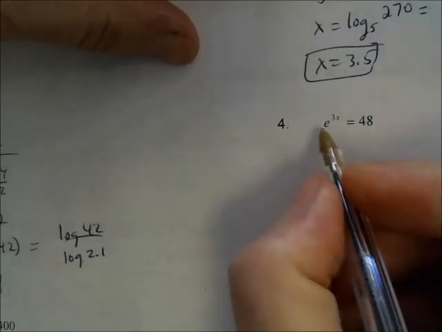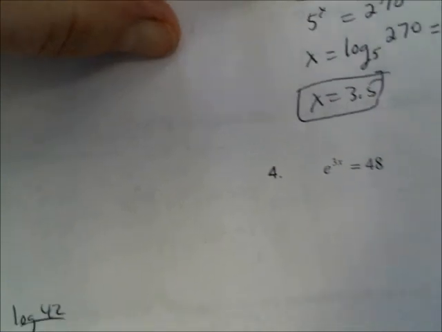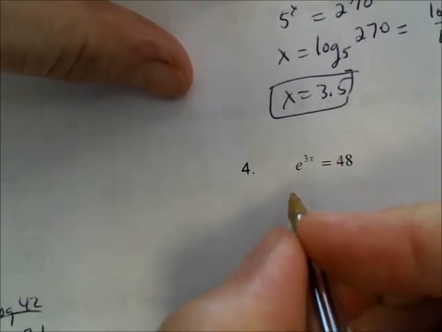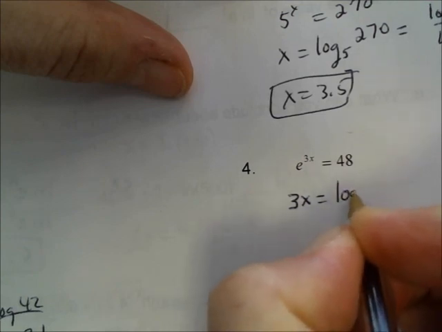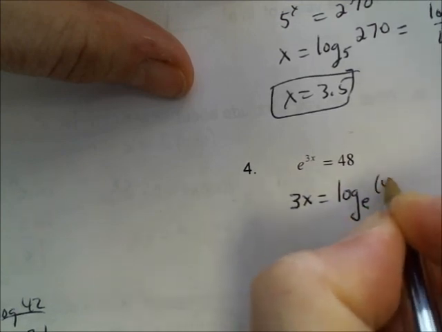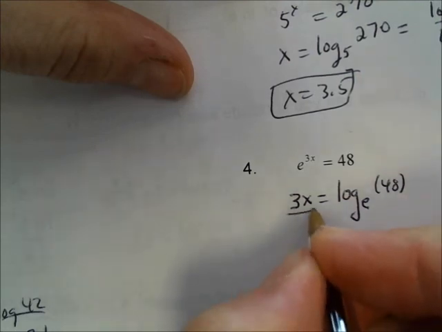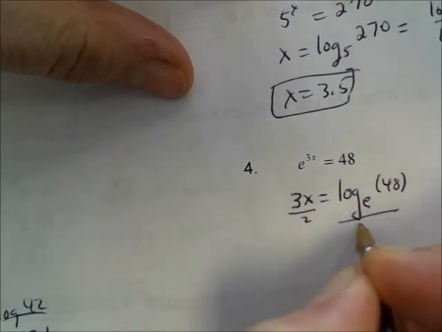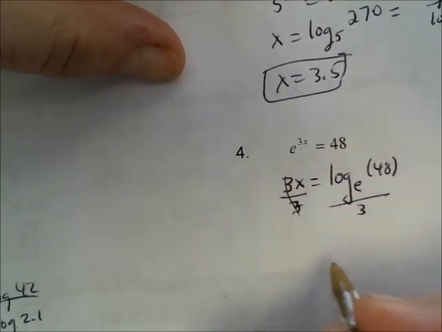Number 4, you don't have to isolate the base because it's already isolated for you. The base is already there as e. So in this case, we say 3x is the exponent on base e that gives us 48. And if you want to solve this for x, you're going to divide both sides by 3. So you get x by itself.